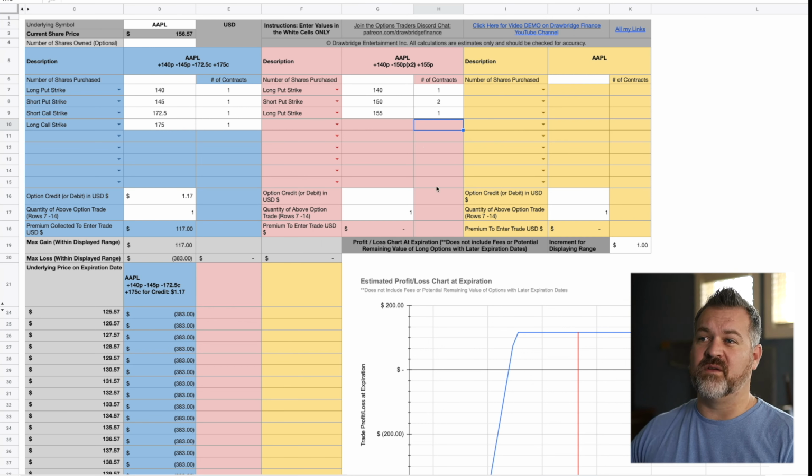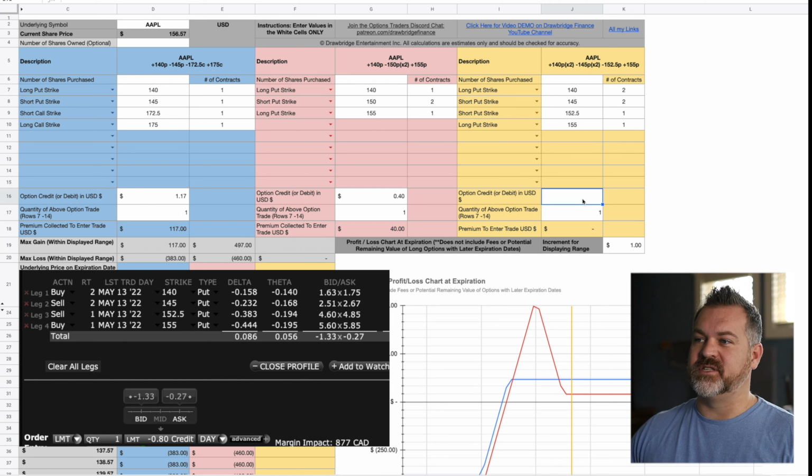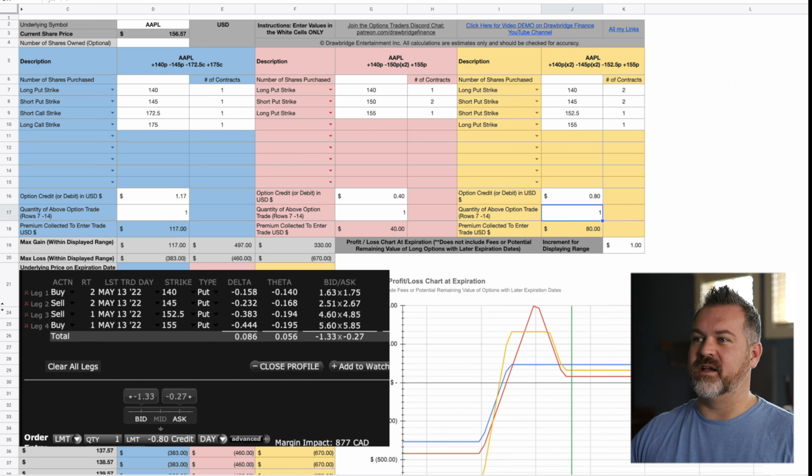So let me plug this trade into the comparison calculator. Just like before, we're going to do a long put, then a short put, a short put, and then a long put. And the prices are going to be 140, 145, 152.50, and 155. These are all puts. I'm going to buy 2 of the 140s, I'm going to sell 2 of the 145s, and then I'm going to buy a bear put debit spread. And the whole thing's going to be entered for a credit of $80.